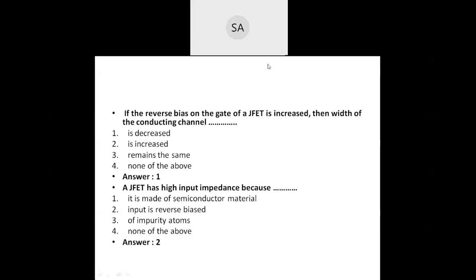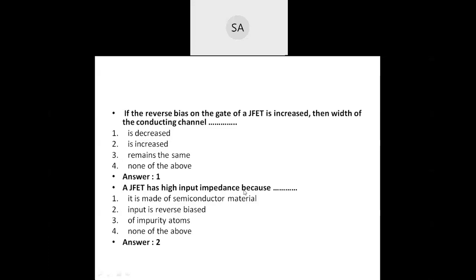Why? Because the channel width is decreasing. So the first answer, option 1, is correct. Next: a JFET has high input impedance because of why?